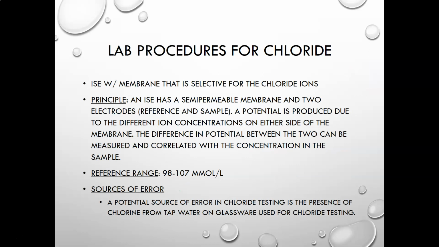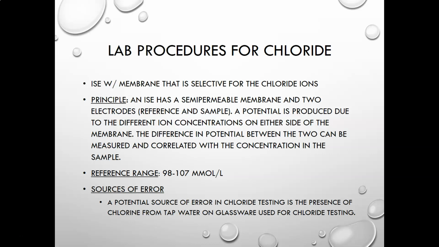So the lab procedure is again an ion-selective electrode with a membrane that is selective for the chloride ions. The principle again is the same. The ISE has a semi-permeable membrane, 2 electrodes, reference and sample. The potential is produced due to the difference in the ion concentrations on either side of that membrane. The difference in potential between the two can be measured and correlated with the concentration in the sample. And so that's exactly the same as for sodium, and it can also be direct and indirect.